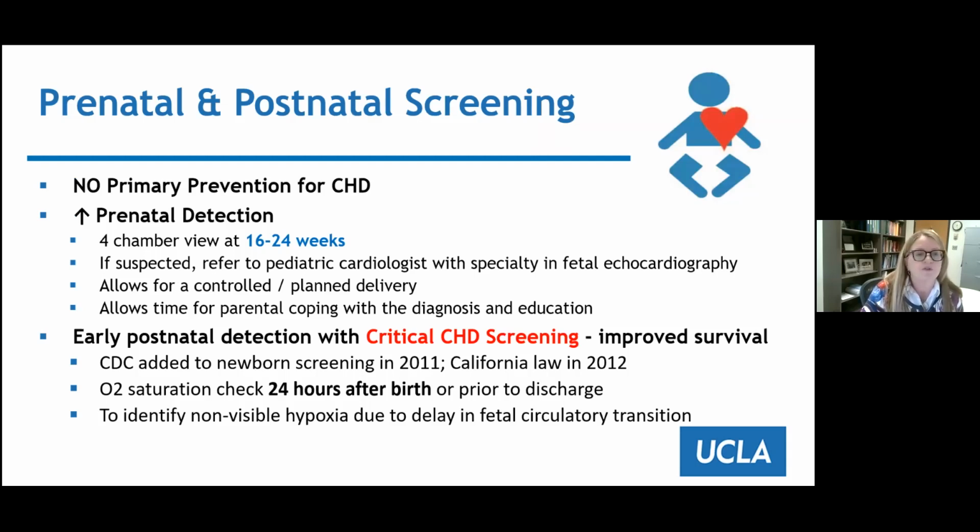Prenatal and postnatal screening: there's no real primary prevention for congenital heart disease. We do have increased prenatal detection. Typically, a fetal ultrasound is done in every mother between 16 and 24 weeks by their obstetrician.